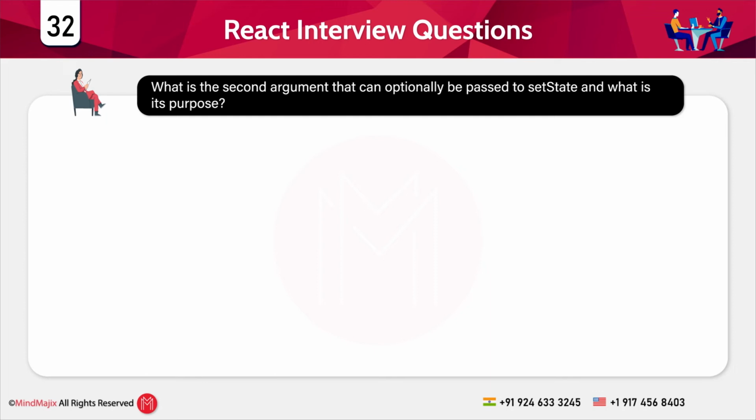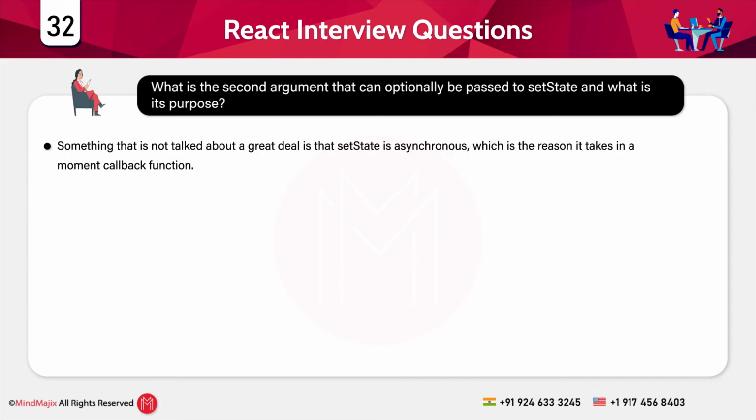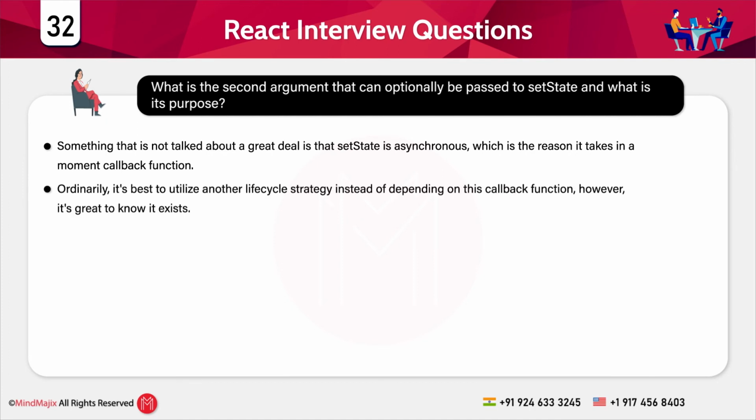So the callback will be invoked when setState has completed and the component is re-rendered. Something that is not talked about a great deal is that setState is asynchronous, which is the reason it takes in a second callback function. Ordinarily, it is best to use another lifecycle method instead of depending on this callback function. However, it is very good knowledge to consider that it exists.